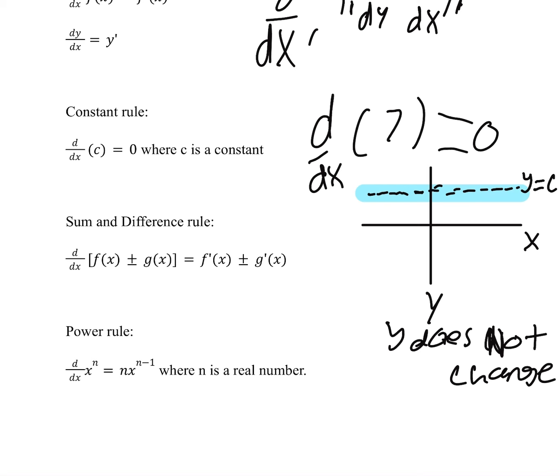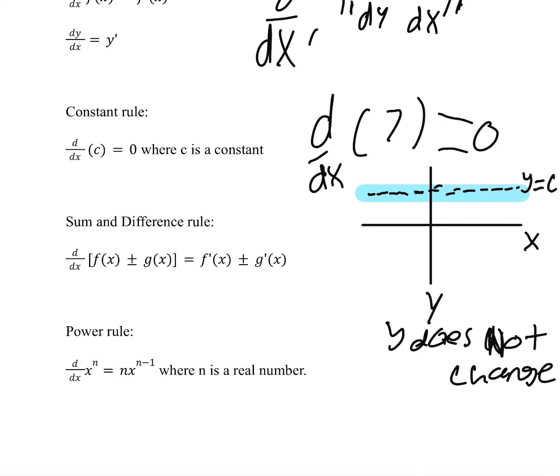Now the sum and difference rule is the derivative of f of x plus or minus g of x equals f prime of x plus or minus g prime of x. So we take the derivative of each term. That's what that means with the sum and difference rule. Pretty self-explanatory, as with the constant rule.